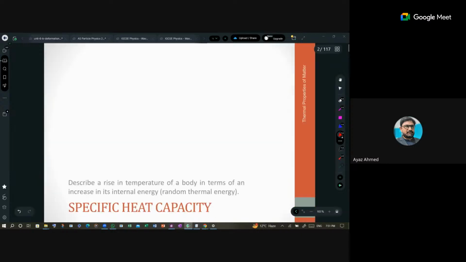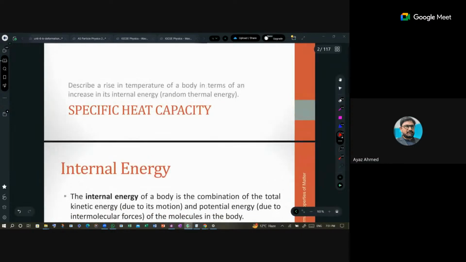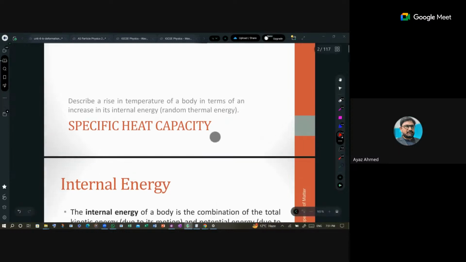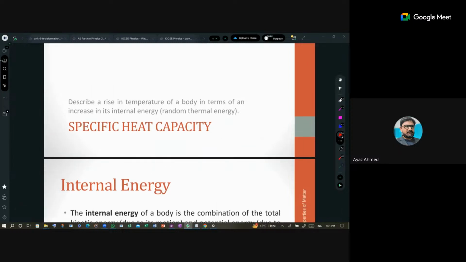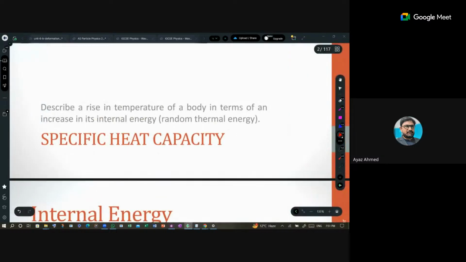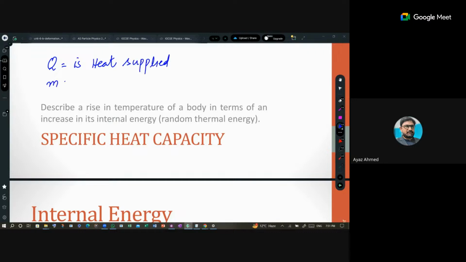So first of all, when we talk about specific heat capacity, it means that we are talking about the substance when it is heated. Let's say मेरे पास कोई भी substance है, when I'm going to change its temperature from one point to another point or from one value to another value, I need some heat. So when we provide some heat to a substance, Q is the heat. यहाँ पे हम लोग mention कर लेते हैं कि Q is heat supplied to the system. Okay, and then m is the mass of that system.